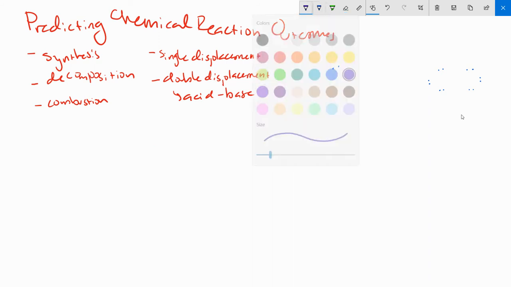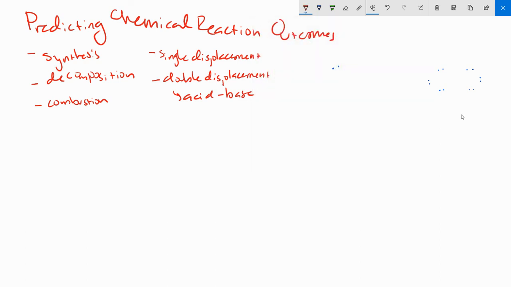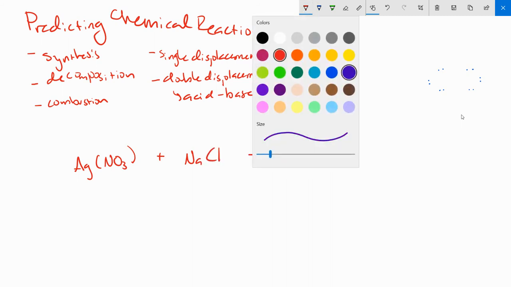My red. And then let's do AgNO3 plus NaCl. What's the outcome going to be on this one?